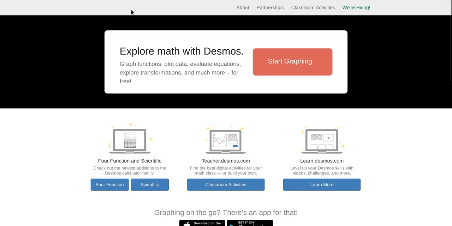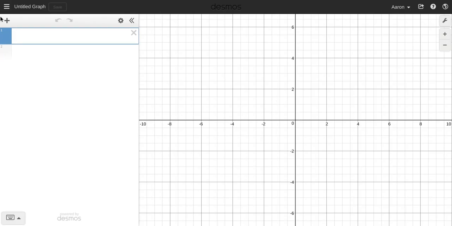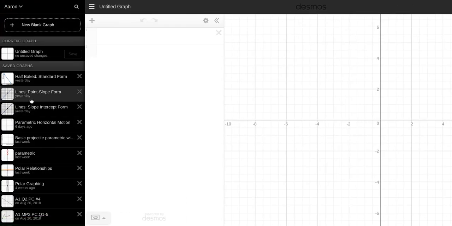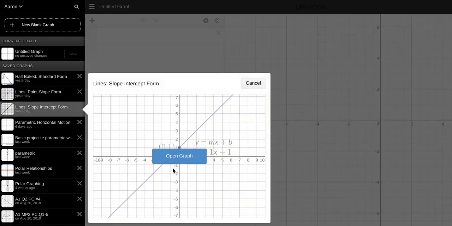That can be very difficult for students to grasp on just one example. So we're going to go to Desmos, and we're going to use Desmos to explore point slope form, slope intercept form. I'm going to go ahead and start graphing, and I have a pre-made example that I'm going to open up. Here we go, slope intercept form.